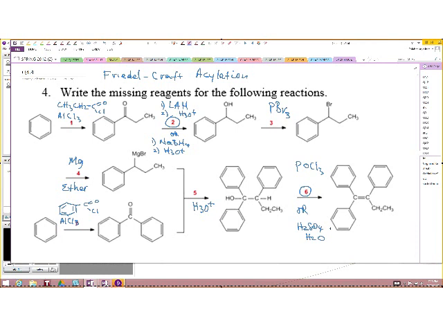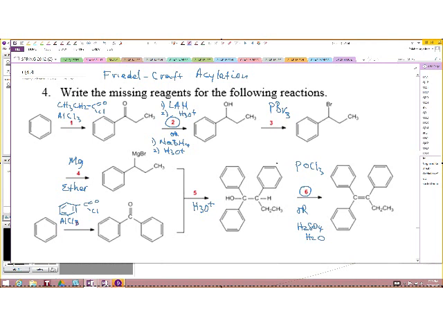Number 5? Because the Grignard will react with the ketone to form the alkoxide. And then all you need to do is complete the reaction with the hydronium ion. This Grignard here will attack this here, forming the alkoxide. You know what the reagent is.